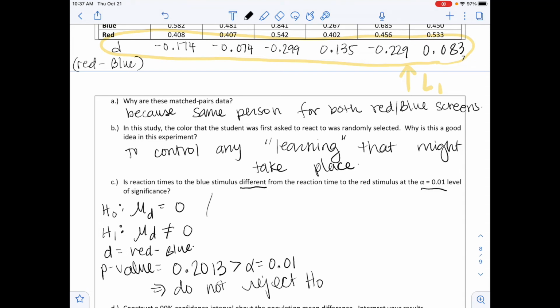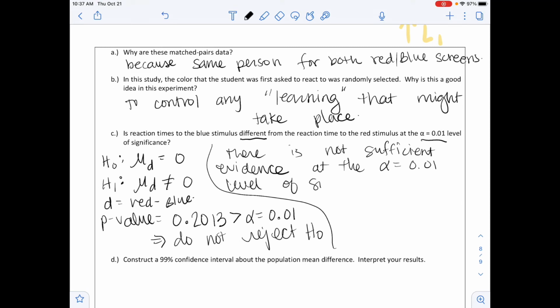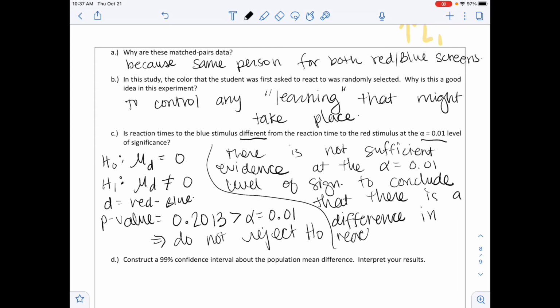So we need to write our conclusion. And so to conclude, we can say there is not sufficient evidence at the alpha equals 0.01 level of significance to conclude that there is a difference in reaction time to the red and blue screens.